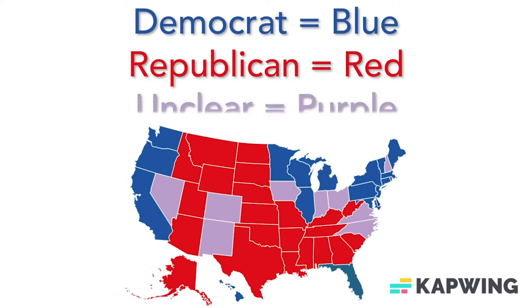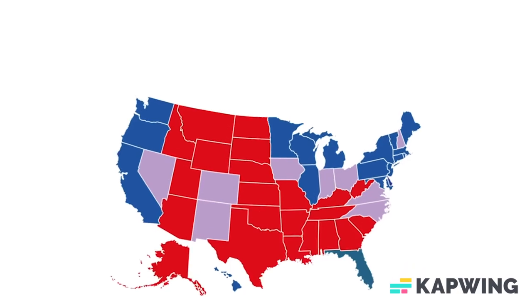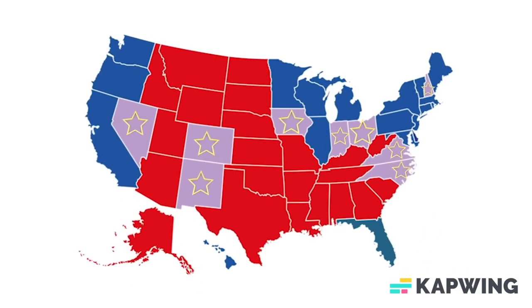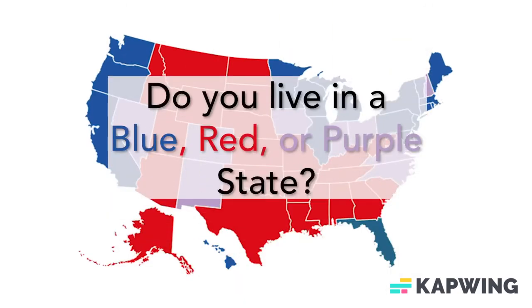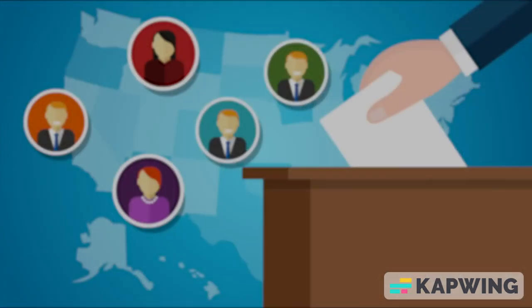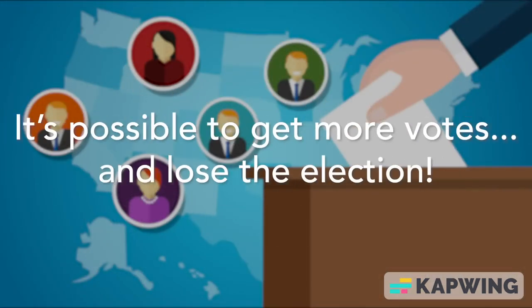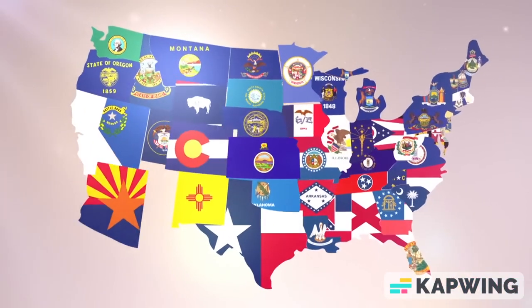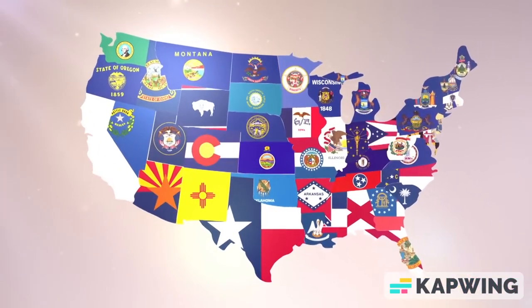Some states have even been labeled purple. Those are states where it's not clear who will win. You'll often find candidates from both parties spend a lot of time in these purple states trying to win votes. Do you live in a blue, red, or purple state? The result is that a candidate can get the most votes in the country as a whole, but still lose the Electoral College. For better or worse, we're the only country in the world that uses this system.